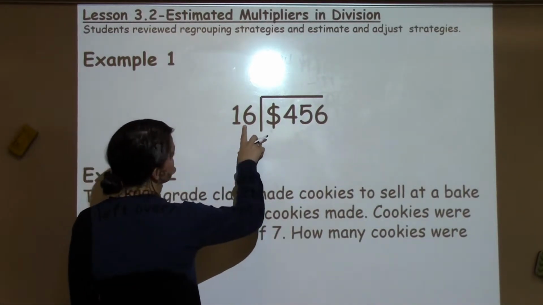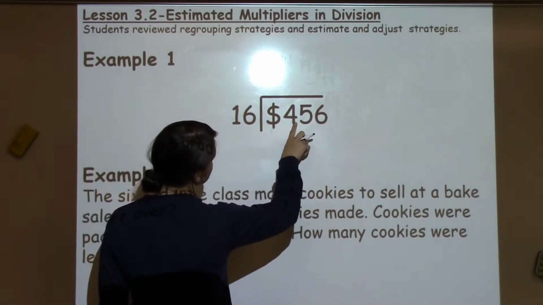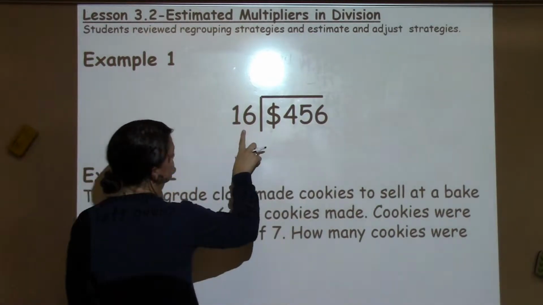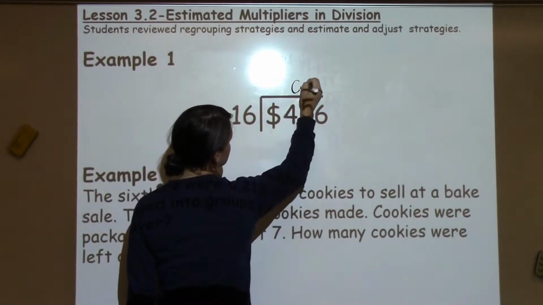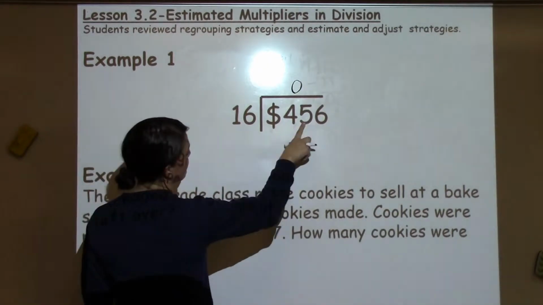So I'm working with 16 as my divisor, and I'm looking for it to go into 456. So I know that 16 cannot go into 4 because 16 is larger than 4. So then I can look at 45.